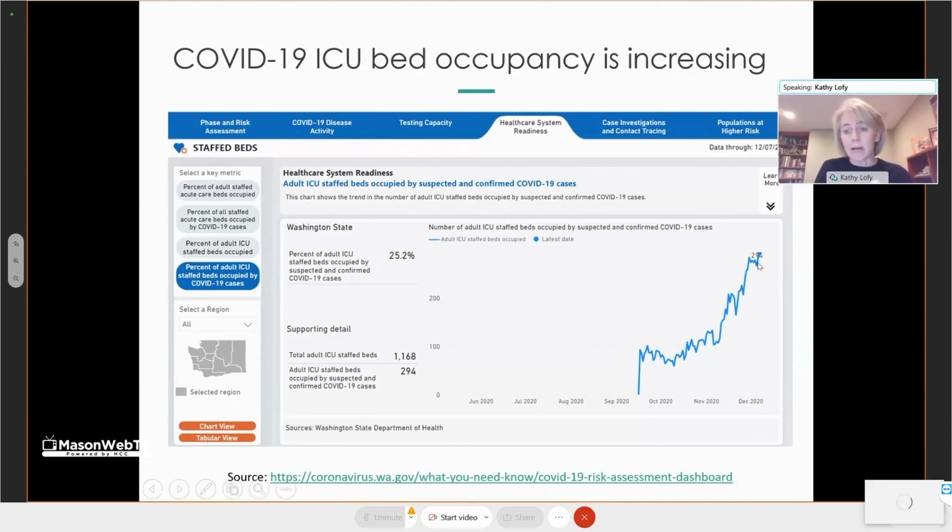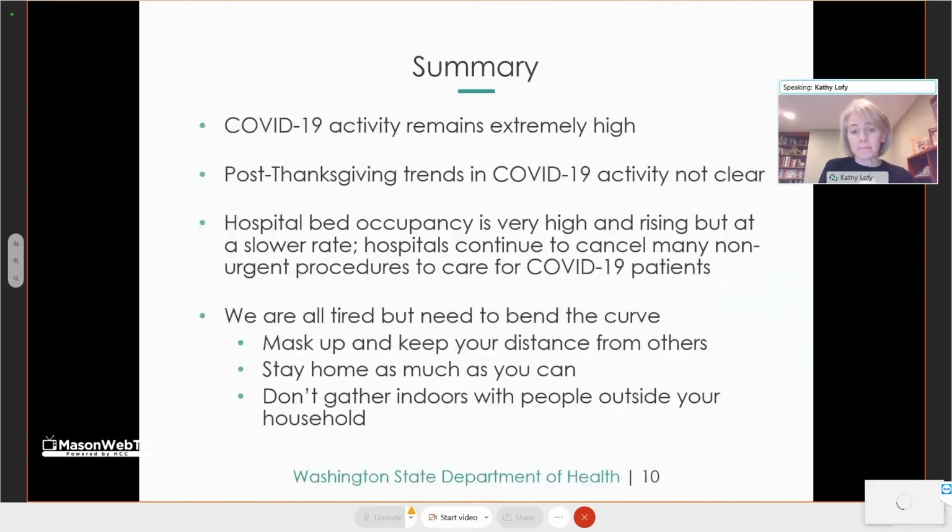And then lastly, I just wanted to show you that COVID-19 ICU bed occupancy also continues to increase. There are now almost 300 confirmed or suspected COVID-19 patients in our ICUs throughout the state. And this is concerning because, when we talk to the hospitals, they are most concerned about their ICU capacity, particularly because of concerns about shortages in staffing ICUs.